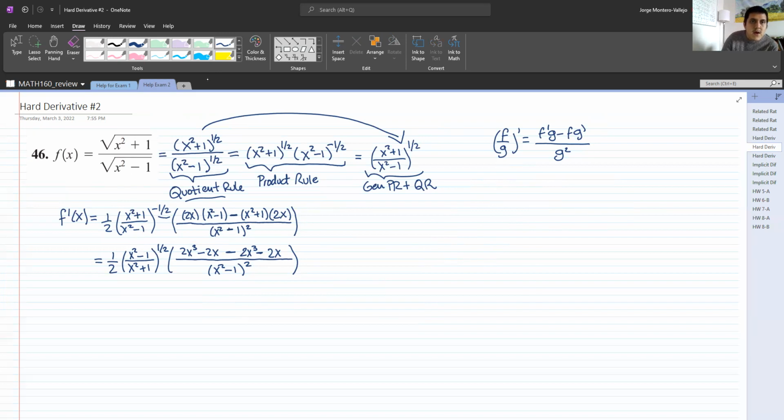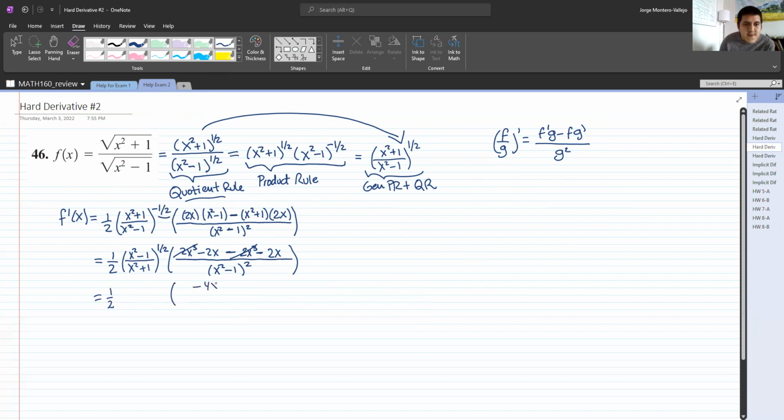Okay, so let's keep simplifying this. So 2x cubed and minus 2x cubed, they both cancel each other out. And then I have minus 2x, that is minus 4x, right? So 1/2, I'm going to get minus 4x divided by x squared minus 1 whole squared.